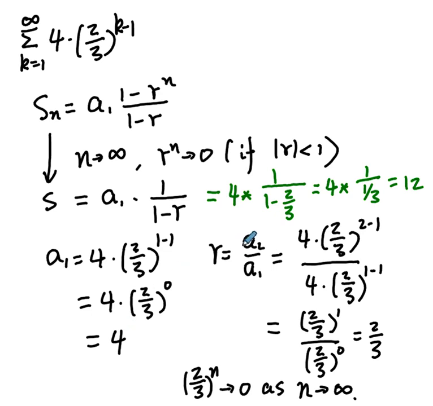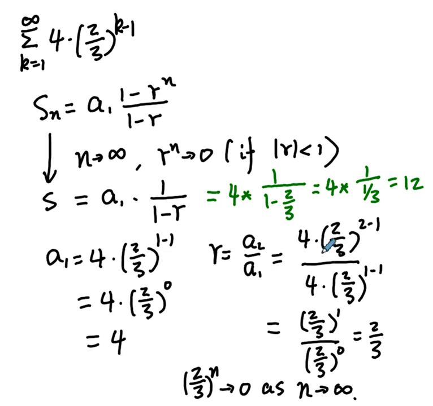Now a2, of course, replace k with 2. In order to find out the ratio r, really what we need is the ratio of the first two terms. The second term divided by the first term will be the ratio. So we know a2, you plug in 2 here, 2 minus 1. And a1, you plug in 1 here, 1 minus 1.